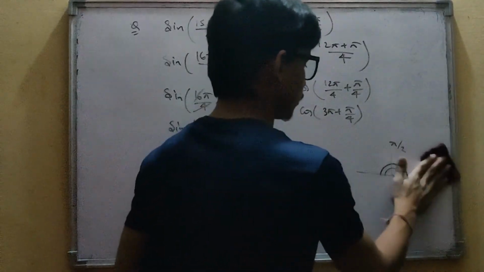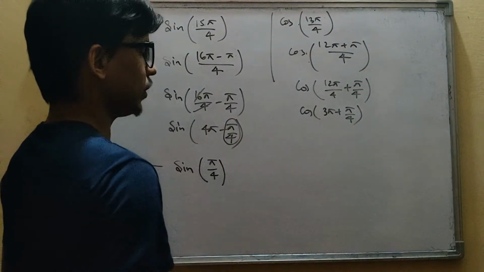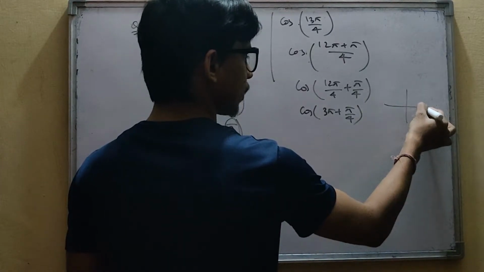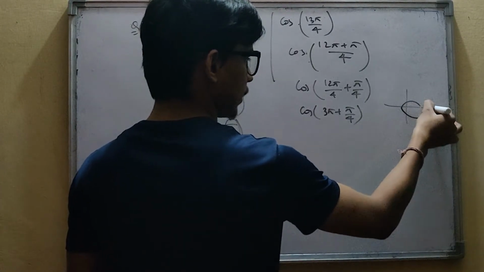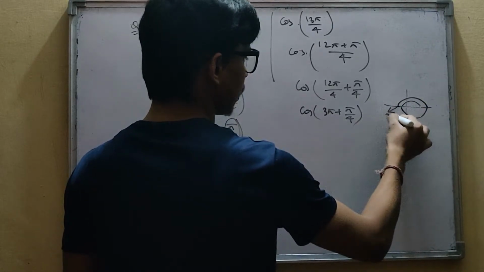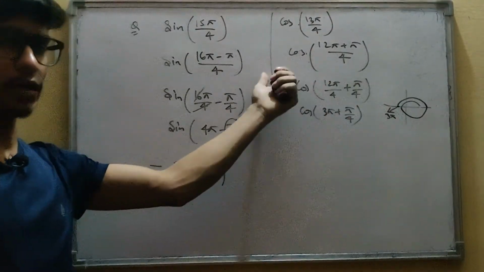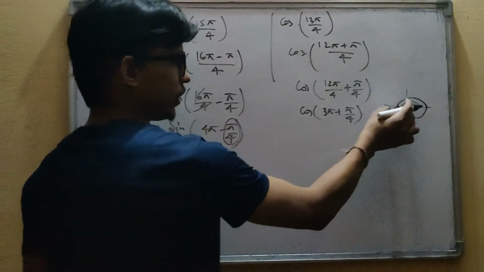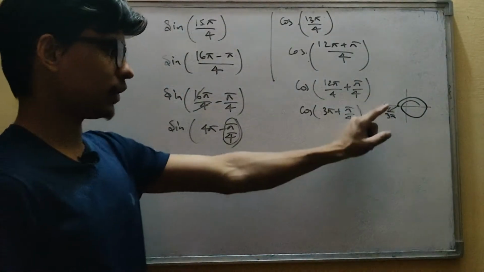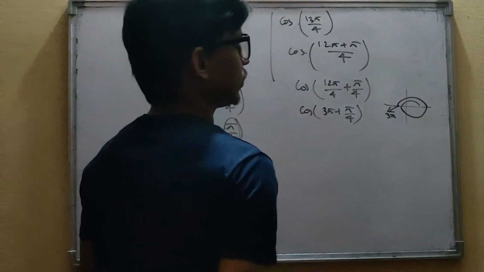Now the question is like this: cos of 3 pi plus pi by 4, right? So find out where 3 pi is. It is 0, it is pi, come up again, 2 pi, 3 pi. So this is 3 pi, or you can directly go to it if you know it directly. At this time you try to solve it this way, and after some practice you will directly know where the angles are.